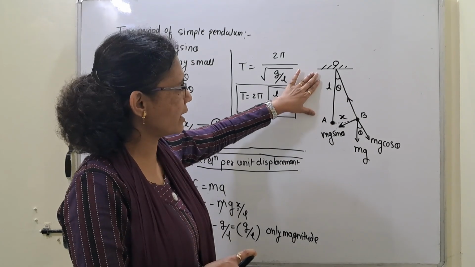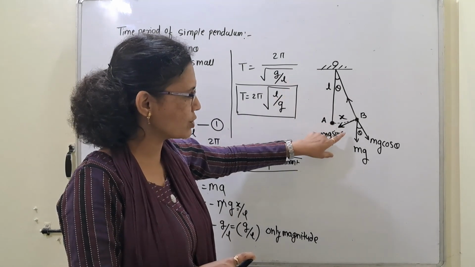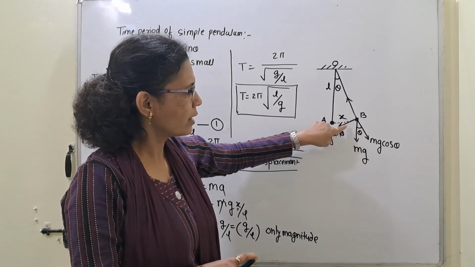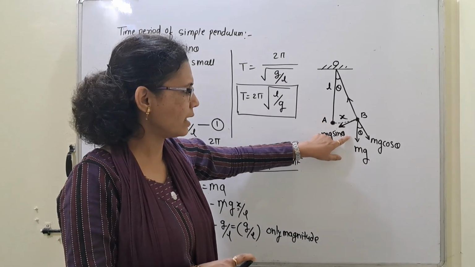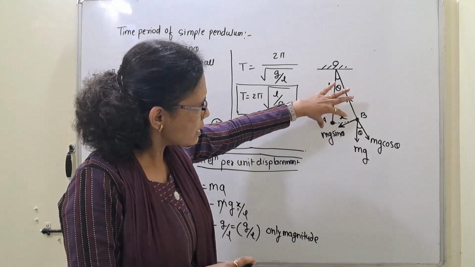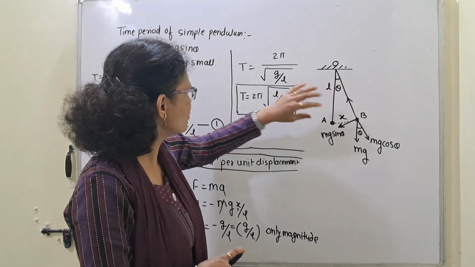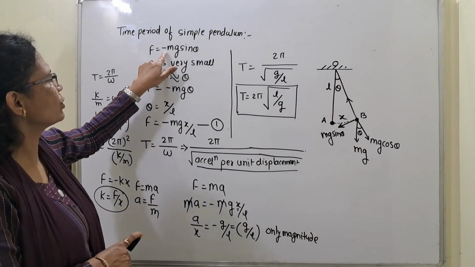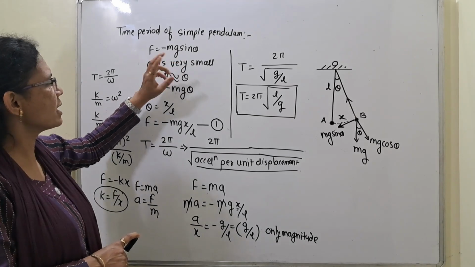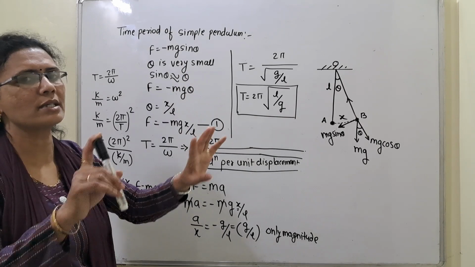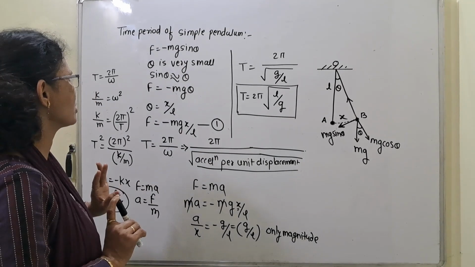After the definition, marks are reserved for this diagram too, because you are going to denote the components of this weight force mg. You have to show the components of mg. The component that provides the restoring force, you have to equate that. F is equal to minus mg sin theta. The minus sign shows that displacement and the force are in opposite directions.